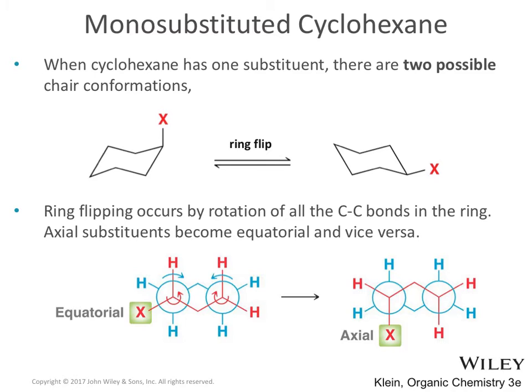Now, if you have a substituent on your cyclohexane, so something other than just hydrogen, there are 2 possible chair conformations. This chair conformation, we'll call this A, and this chair conformation, we'll call this B. Now these chairs can interconvert via what's called a ring flip. So notice that the X group is axial up in the first chair, and here it's equatorial up. So when you do a ring flip, things that are up stay up, but whatever's axial becomes equatorial, and whatever is equatorial becomes axial.